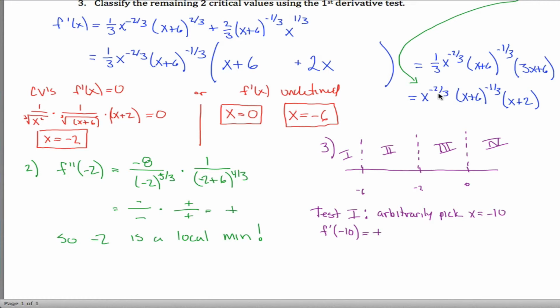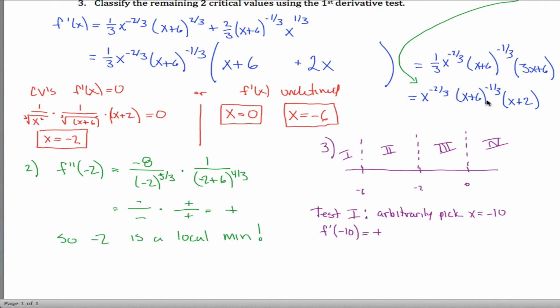And -10 to the 2/3 power, this 2 right here is going to square the -10. It's going to make it positive 100. Then I'll take the cubed root of 100, which will be some mess, but I don't care what it is. The cubed root of a positive number is positive. Because this 2 is an even number, no matter what I plug in, -10, -5, -1, +5, whatever I end up plugging in, first term is always going to be positive. What about my second term? X plus 6, so -10 plus 6 is -4.